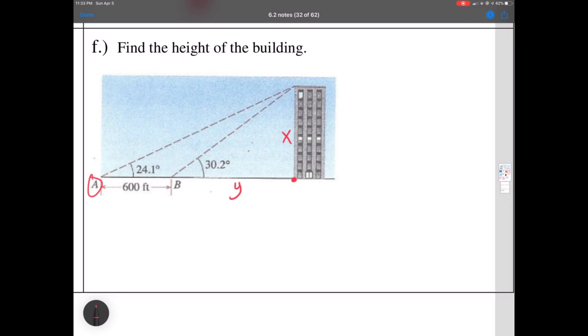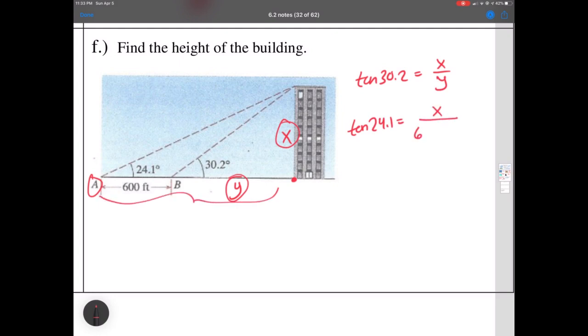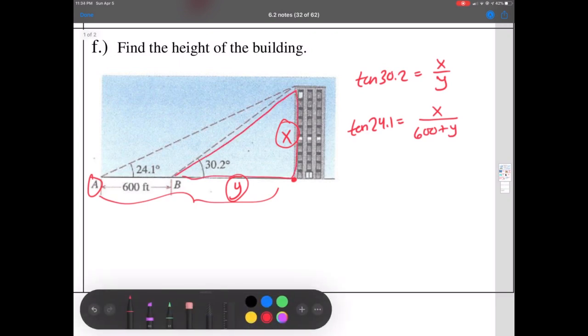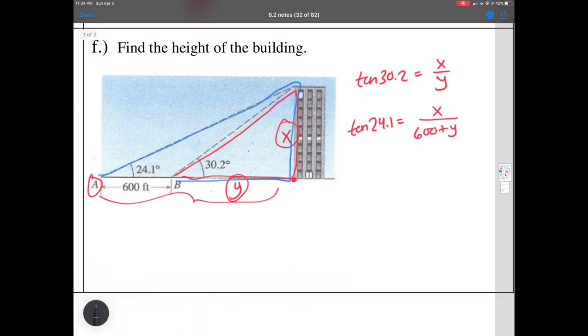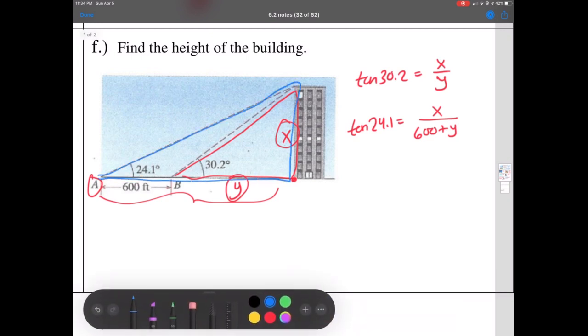So I'm going to set up my trig ratios with the given information that I do have. I will say the tangent of 30.2 equals x over y, because that's opposite over adjacent. And the tangent of 24.1 equals the opposite, x, over 600 plus y, because that's the whole base of that triangle. Notice that you have to take into account that there are two separate triangles here, and you need to make sure you account for both of them.